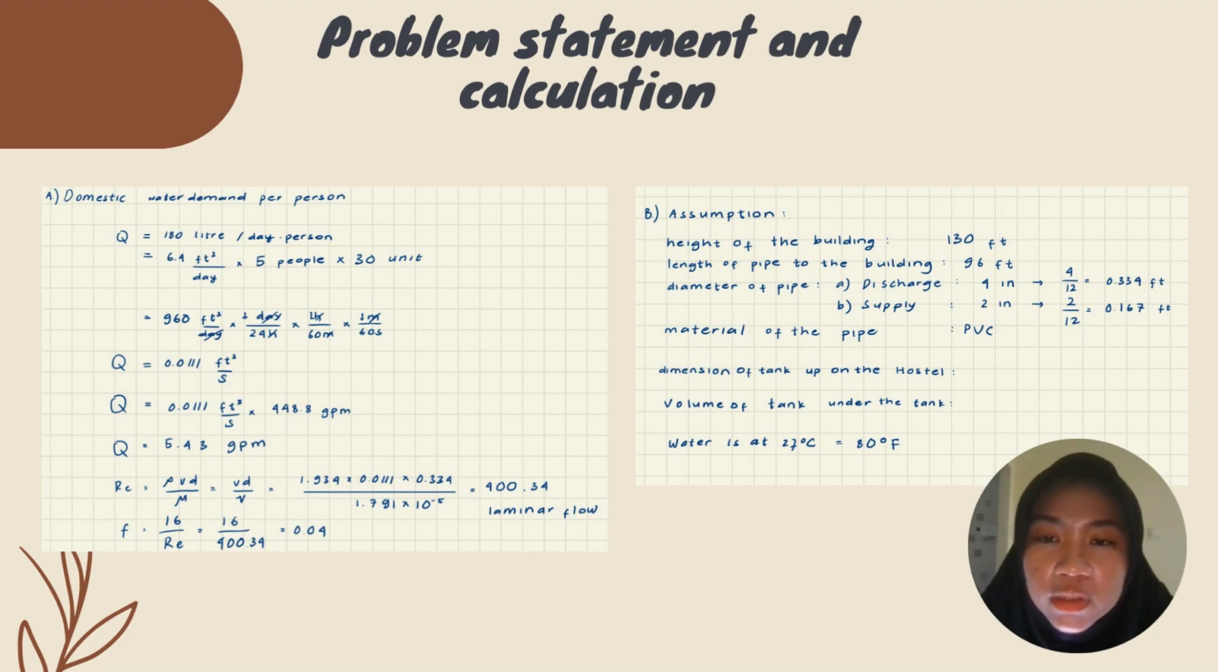The Reynolds number for this water is 400, which is laminar flow. So if we want to find the f, for the British unit it is 16 divided by Reynolds number, which is 0.04. Here are the assumptions that were already mentioned before.